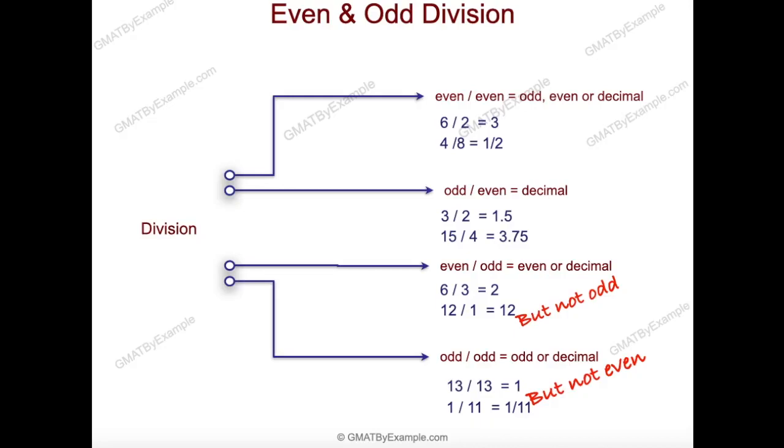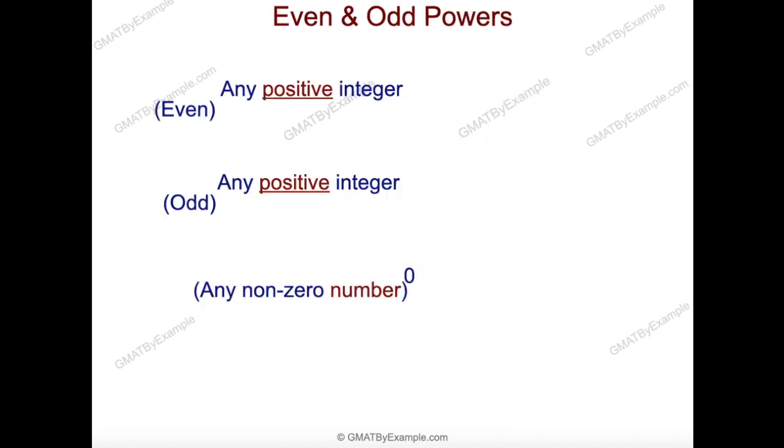Powers or exponents. And this is an important one, so pay attention. The way the powers work is this. Even to the power of any positive integer gives you an even number. Odd to the power of any positive integer gives you an odd number. And any non-zero positive or negative number to the power of 0 is 1. Any positive or negative, it doesn't matter. Non-zero number to the power of 0 is 1.